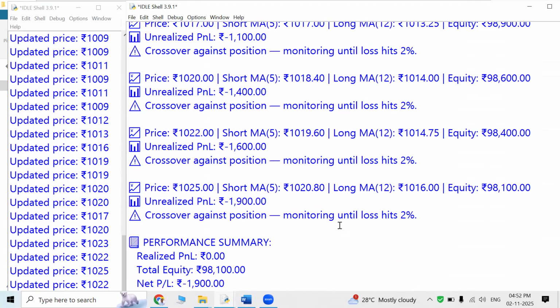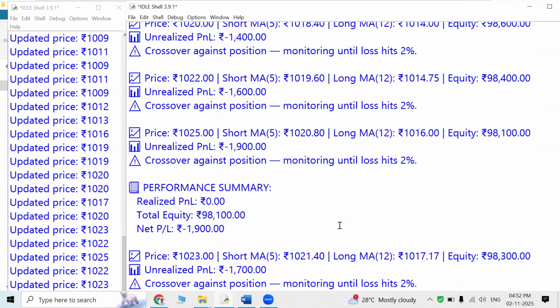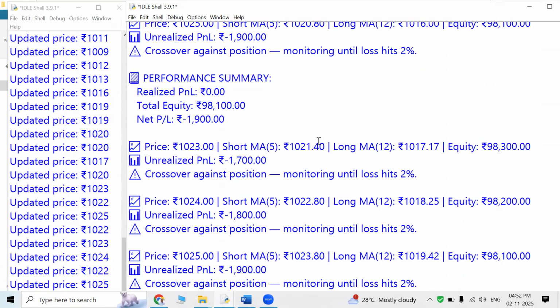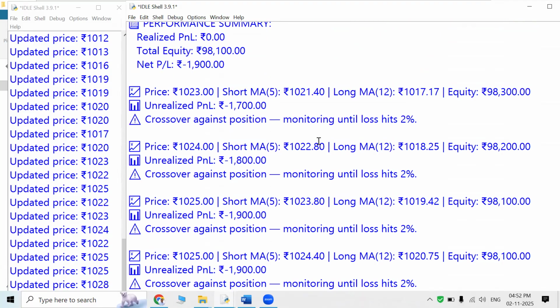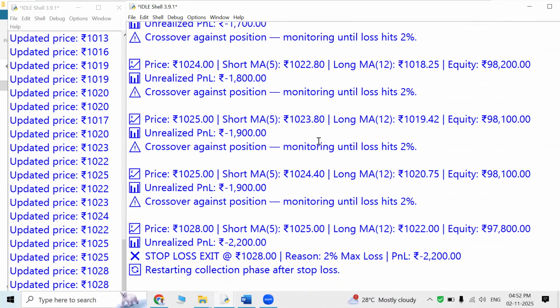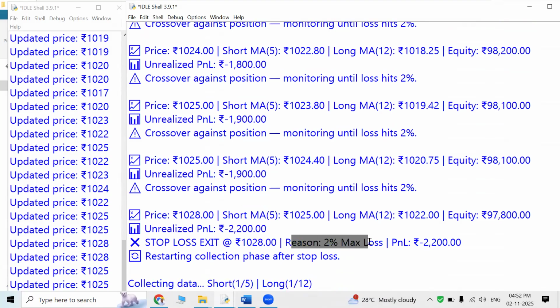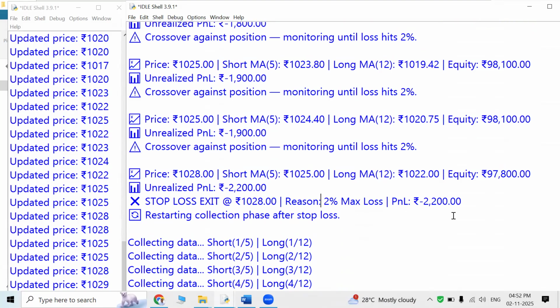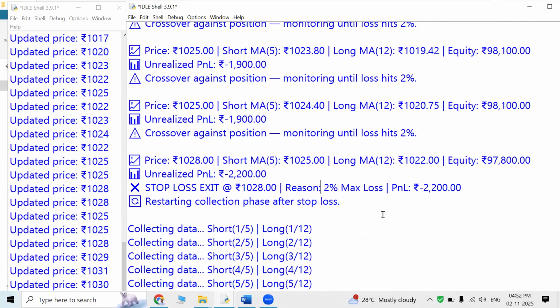Now the crossover is against us. The summary is: 1900 is a loss, 1800 is a loss. We are still against the crossover. So that's why it is continuously monitoring. Okay. Now we stop because we have crossed the limit. So 2200 rupees, we have booked the loss.